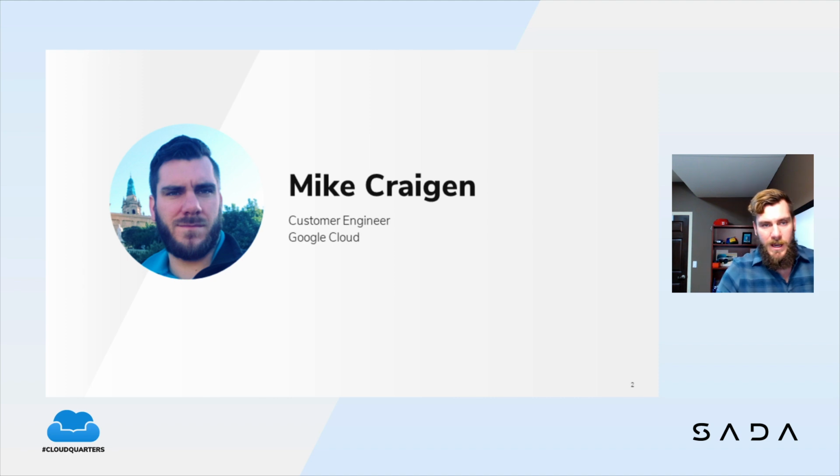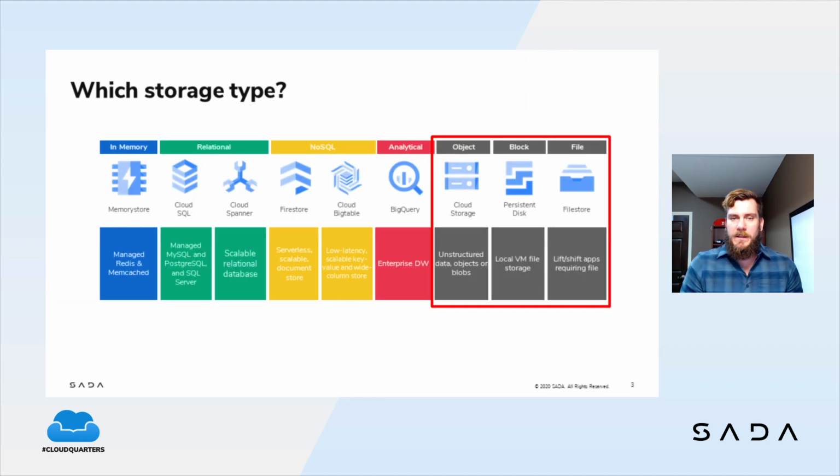So let's get into it. At Google Cloud, we've got a number of different storage types depending on your use case. Everything from in-memory stores with Memorystore, relational databases with Cloud SQL and Cloud Spanner, NoSQL databases, Filestore and Cloud Bigtable, as well as what I like to call our secret weapon in BigQuery. I'm sure you're going to hear a lot more about that later. But what I'm really going to focus on today is the fundamental building blocks of object, block, and file storage. So that's Cloud Storage, Persistent Disk, and Filestore respectively.